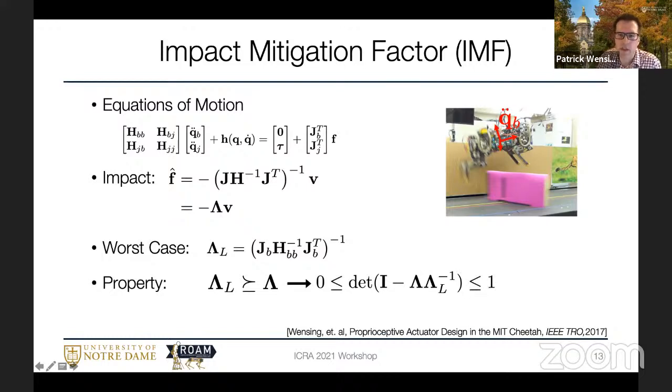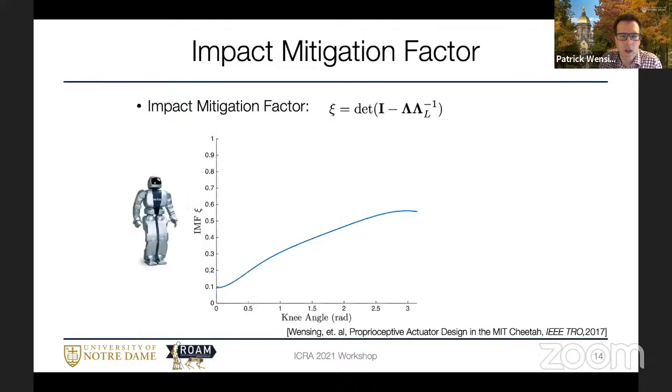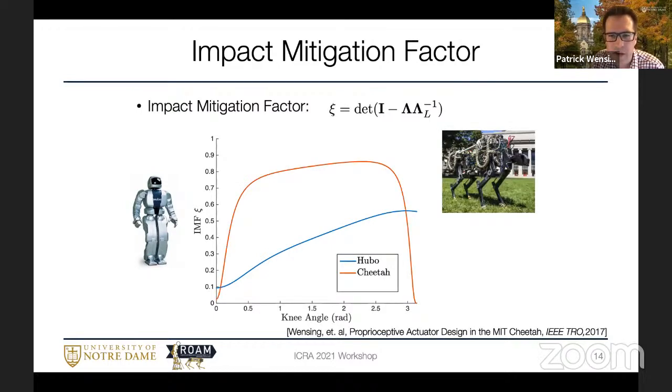So we took a look at these numbers for a couple different actuation paradigms. Here we looked at Hubo first. I'll note that this impact mitigation factor does depend on your knee angle. You can think if your leg is outstretched, if you're closer to singularity, that gives you less ability to absorb the impact than if you have a bent knee. So here's Hubo and here's Cheetah by comparison. We can see, in the most reasonable part of the workspace, Cheetah is drastically outperforming Hubo.